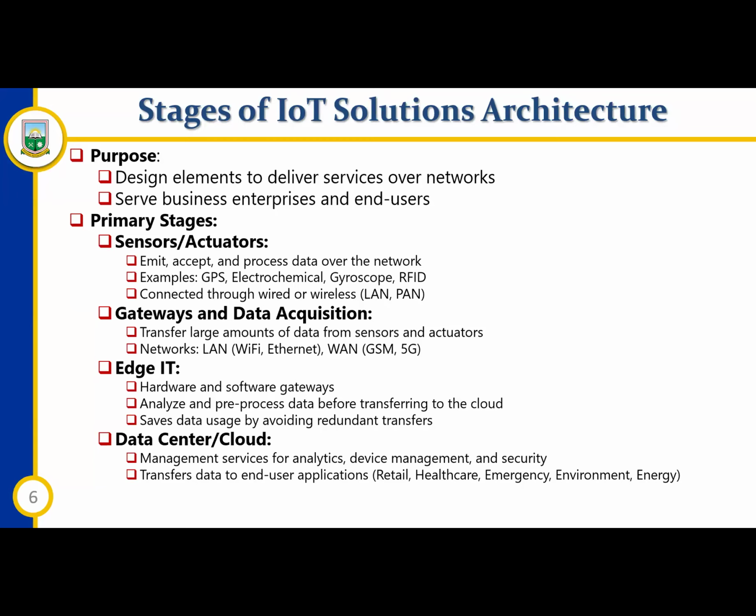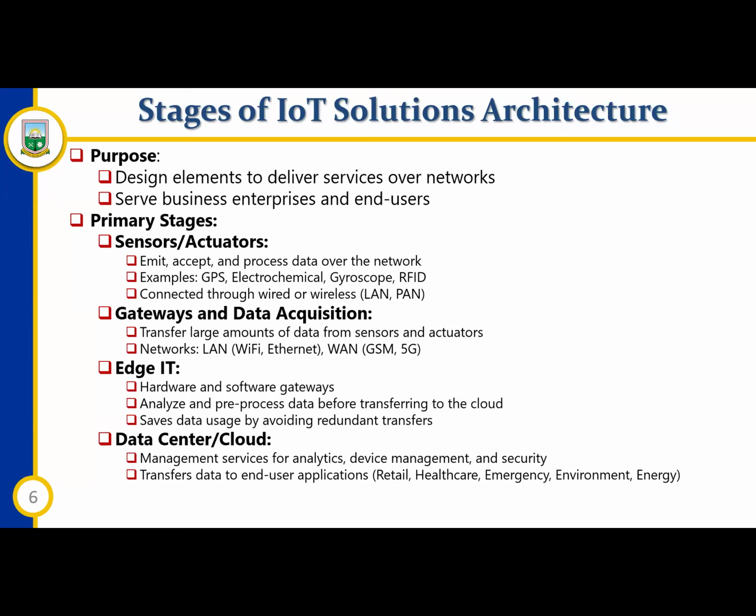So this is where the data processing and the analysis occur. For instance, the edge is always closer to the acquisition section of the sensor. If the sensor detects and captures the data, hence the edge. The edge is actually very close to the sensors and actuators, so analysis and pre-processing are easy. The transfer doesn't go far.